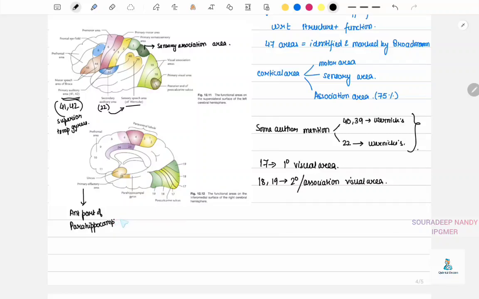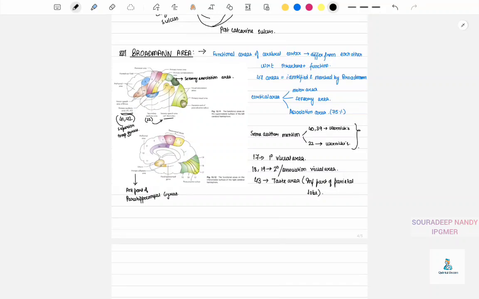I have discussed this area in my limbic system video. And last but not the least, the area number 43 is the taste area, which is present at the inferior part of the parietal lobe. Area number 43 is the taste area. So this is in short about the Brodmann area.